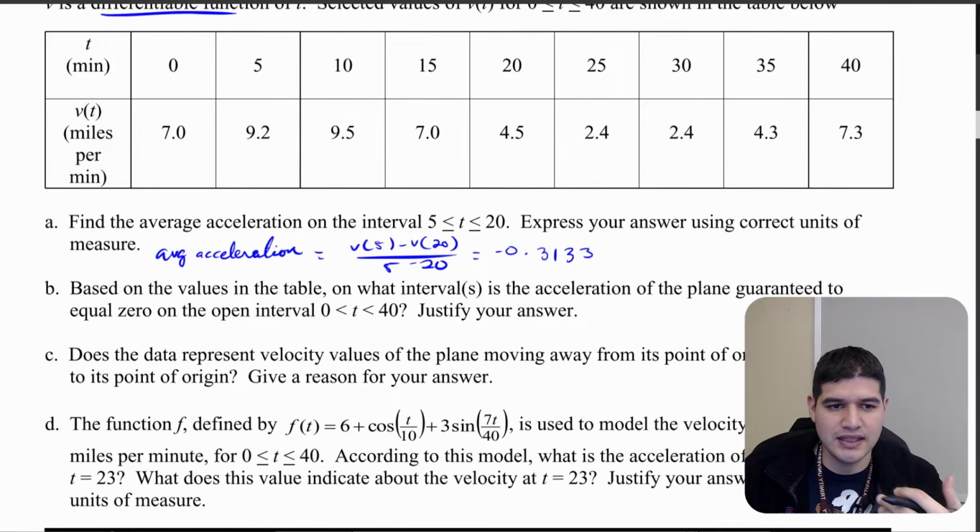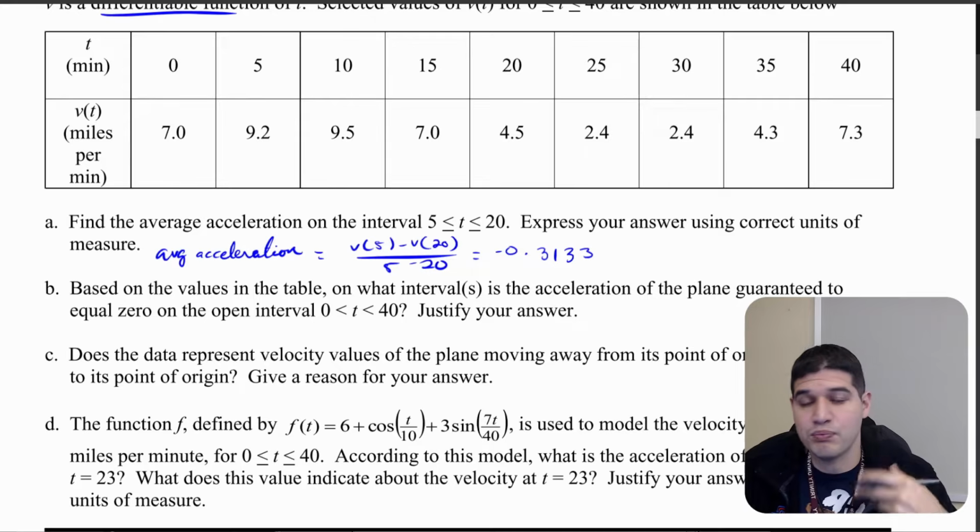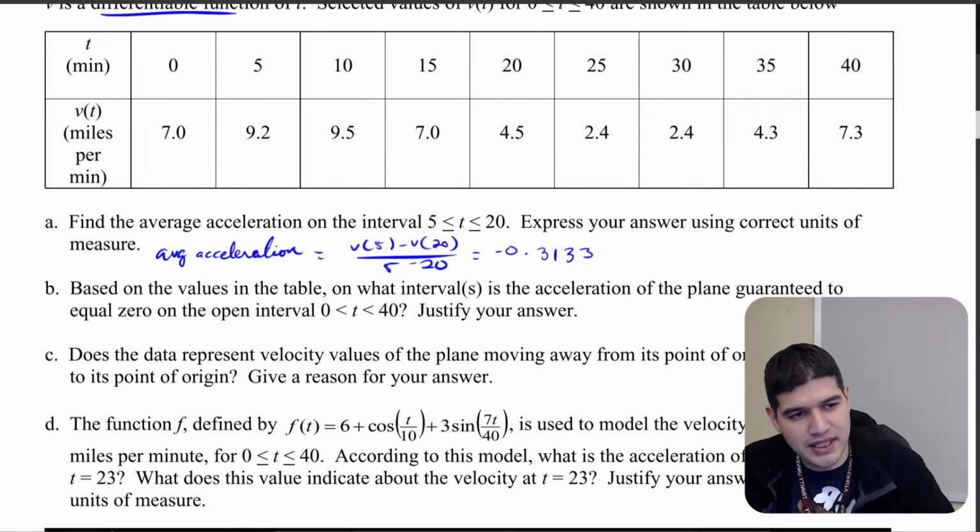Now we want to make sure that we get the right units of measure. We have velocity in our numerator, so that's going to be measured in miles per minute. And then in my denominator, I have more minutes. So that means that our answer is going to be in miles per minute squared.